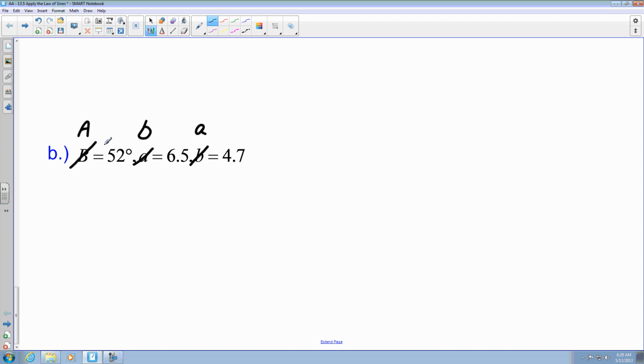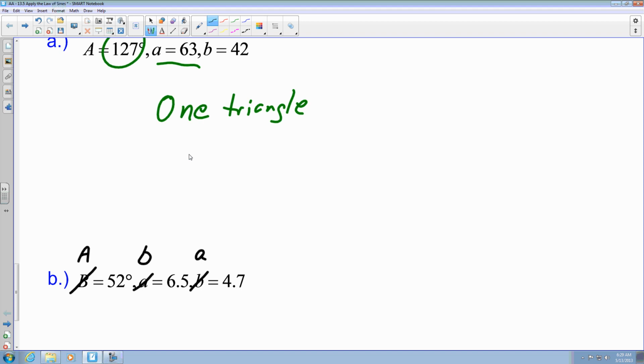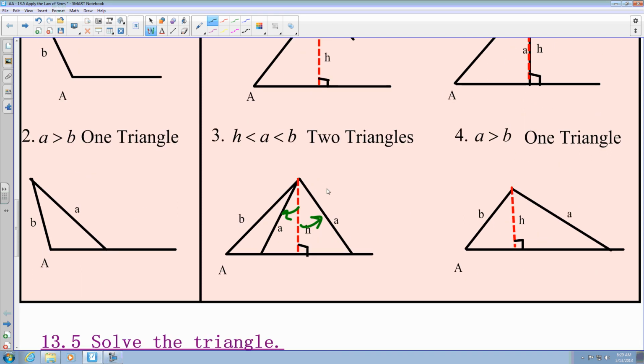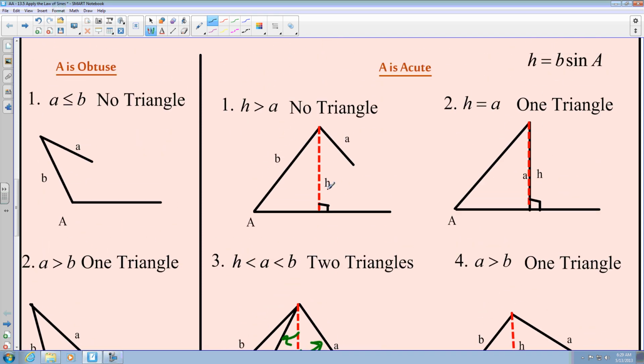So when I look at this, I notice that our new angle A now is 52 degrees. And 52 degrees is an acute angle, so that means we have 4 different scenarios that's going to help us. One of which is we have to find what H is. And to find H, you can take H equals B times the sine of A.